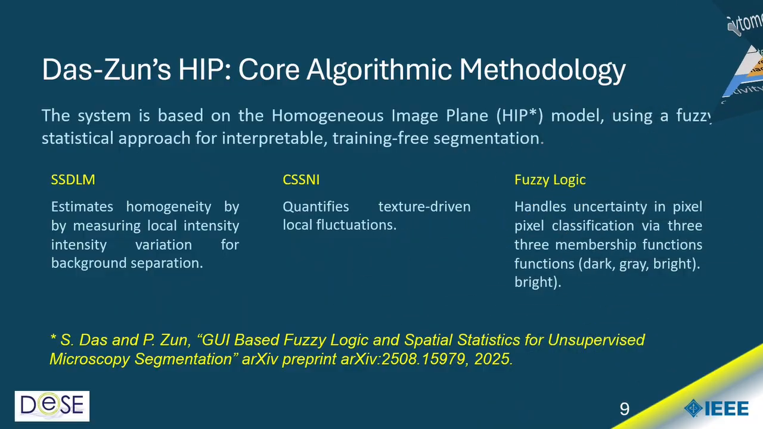The system is based on the DAS-Zoon HIP model, which addresses uncertainty more effectively through fuzzy logic and various spatial statistical metrics. In their paper, DAS-Zoon has demonstrated that the model significantly outperforms SOTA models on complex and ambiguous datasets.